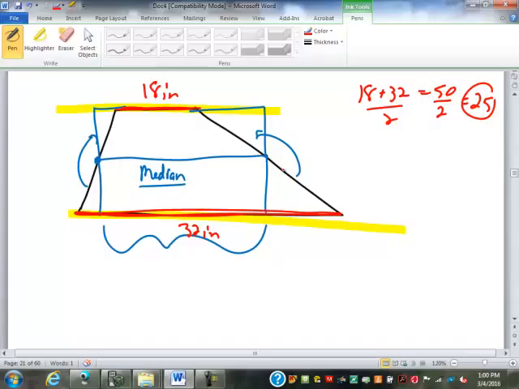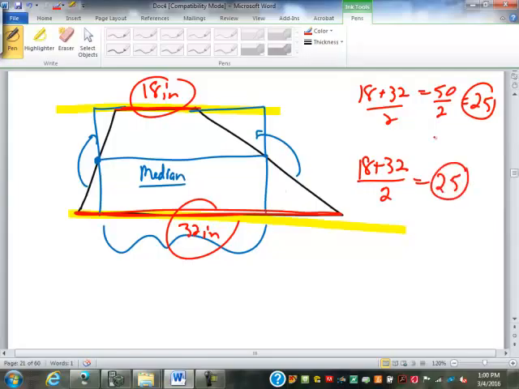Median means middle. Yep, I understand that. I just don't understand how you got that. 18 plus 32. I took the two bases, added them together, and divided by 2. Okay.